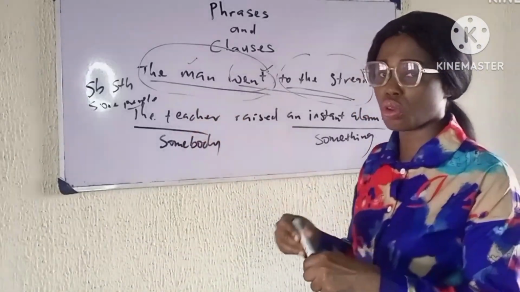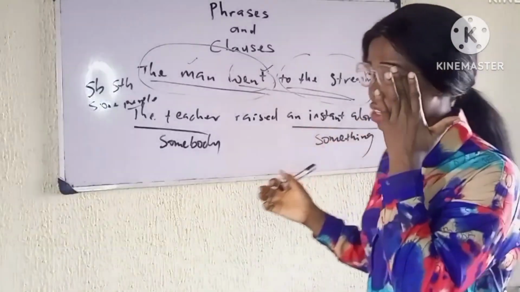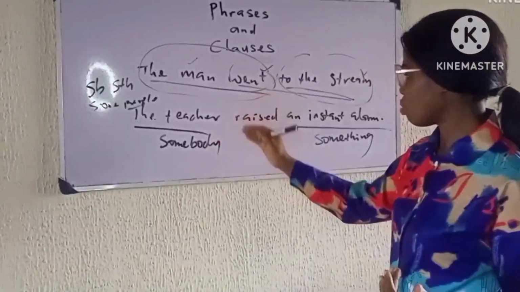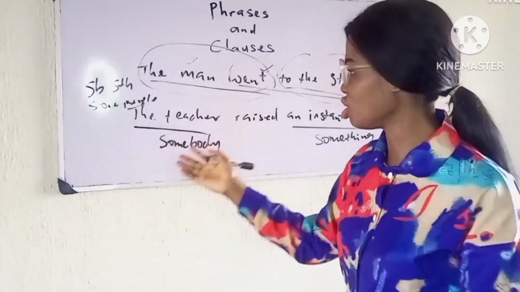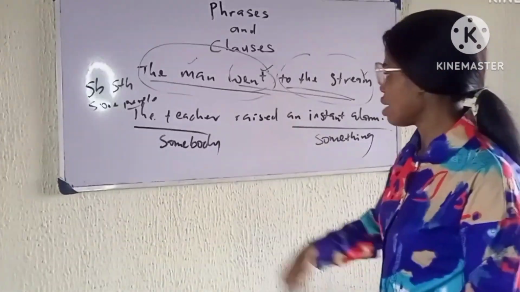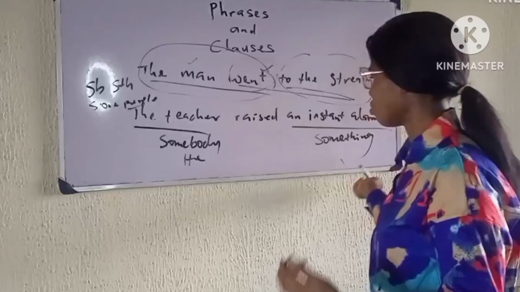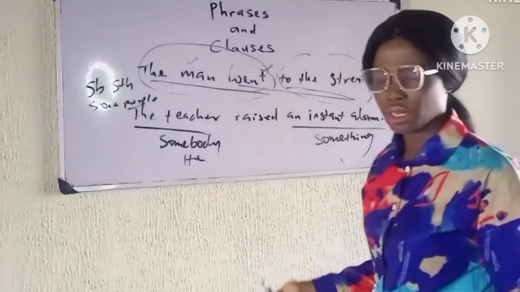So what you should just do is try replacing the group of underlined words that you think is a noun phrase or a noun clause with somebody, something, some people, it, or he, she, him, her, etc. Let's say, he raised an instant alarm. Still makes sense. She raised an instant alarm. Still makes sense. Do you get?